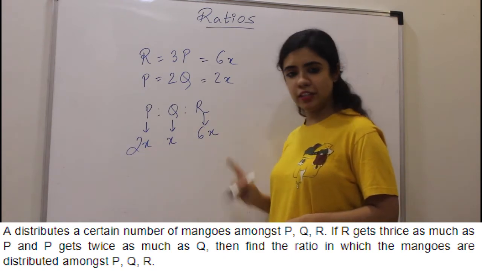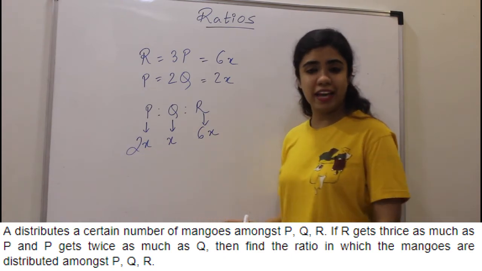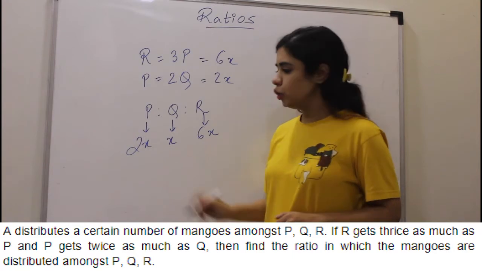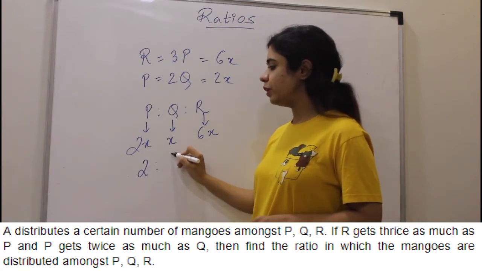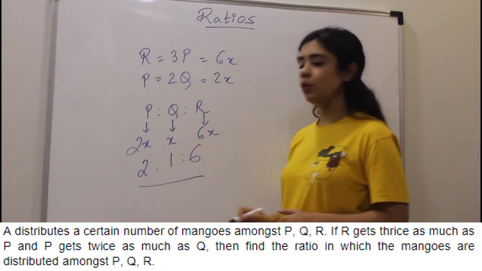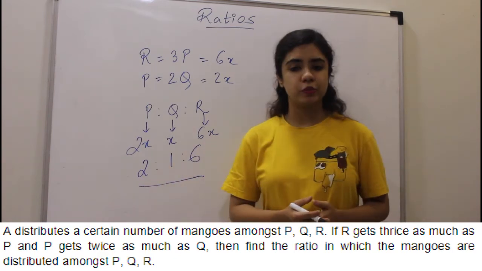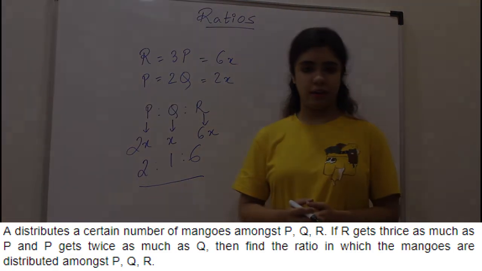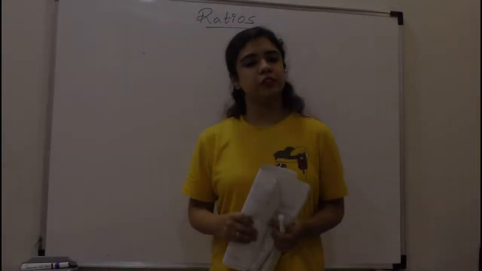I want their ratio. I will divide throughout by x. I will remove the common term. So your ratio will be 2:1:6. So in this ratio, the mangoes are distributed amongst P, Q and R. Now let's move on to the next question.